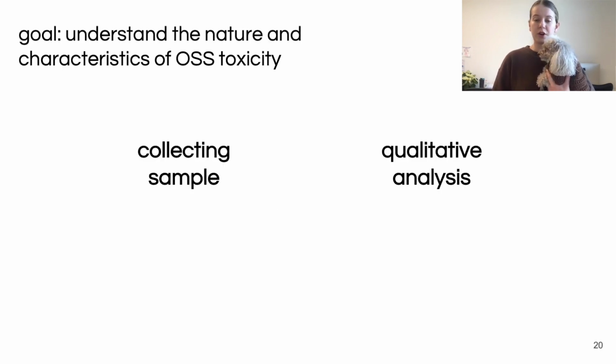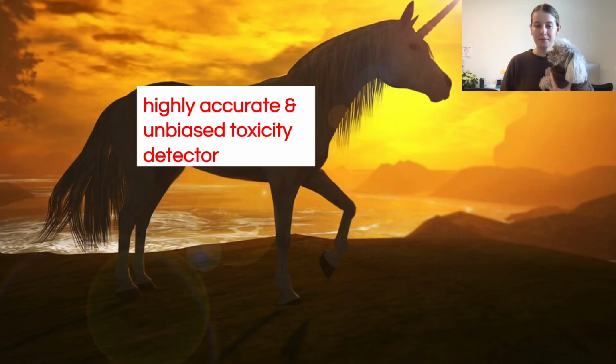So to address our research question, we knew we wanted to look at a bunch of toxic comments and then study their characteristics. But because there hasn't been previous research studying open source toxicity at this scope, there's not a pre-existing data set of toxic open source issues we could use. Therefore, to address our research questions, we had to follow two steps. First, collecting a sample of toxic open source issues and then analyzing them. So let's go ahead and get started with collecting our sample.